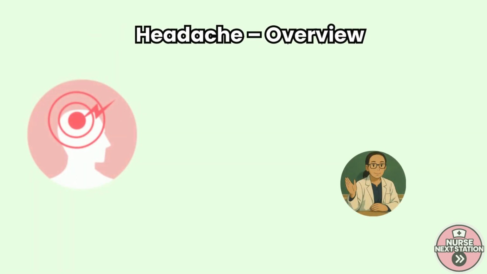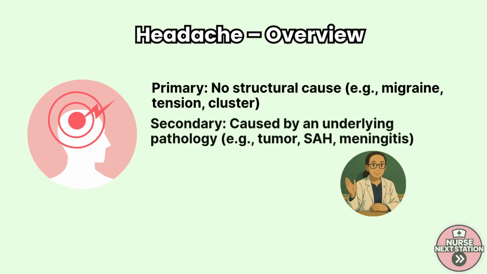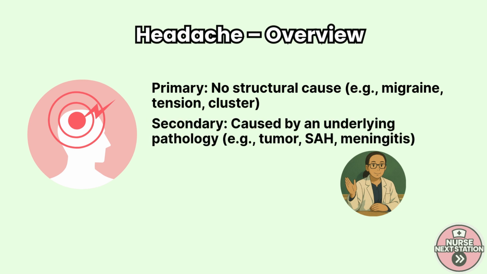Now, let's move to headaches. Headaches are among the most common neurologic symptoms. They may be primary, with no underlying pathology, or secondary to structural causes like tumors, infections, or increased ICP.